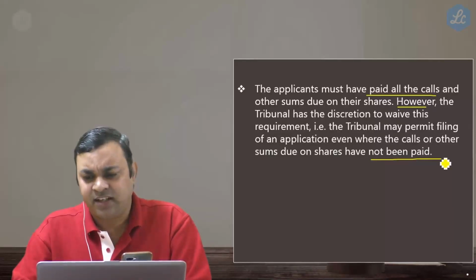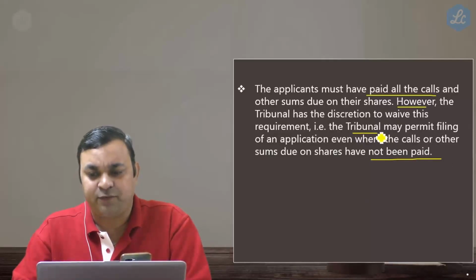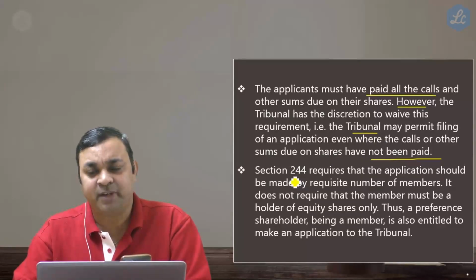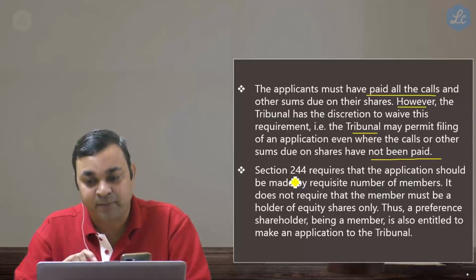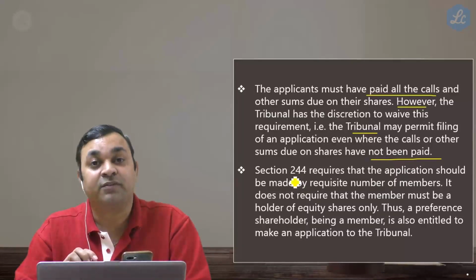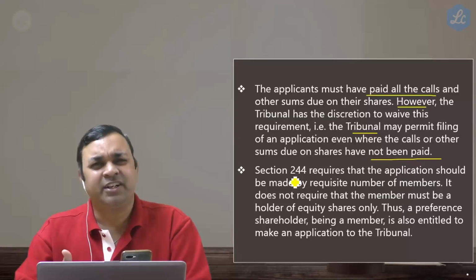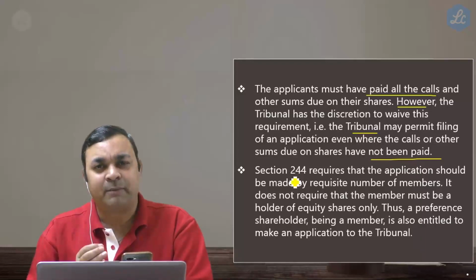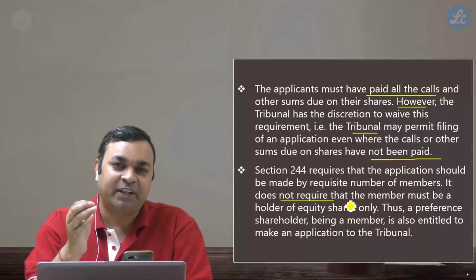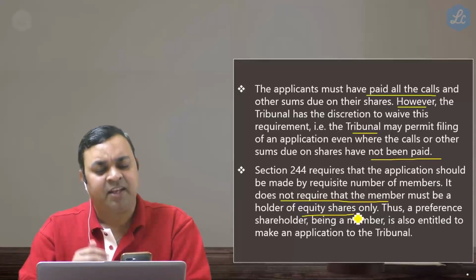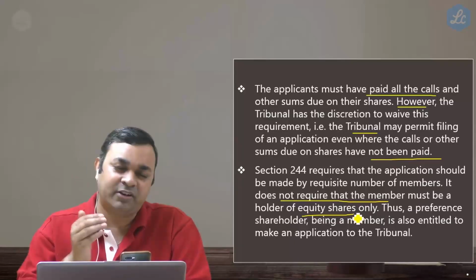So the last point, section 244 requires that the application should be made by the requisite number of members. It does not require that the member must be a holder of equity shares. We already discussed this point under section 241 itself. If you are a member, you are eligible to make an application. That will not affect the validity of your application, whether you are an equity shareholder or a preference shareholder, right?